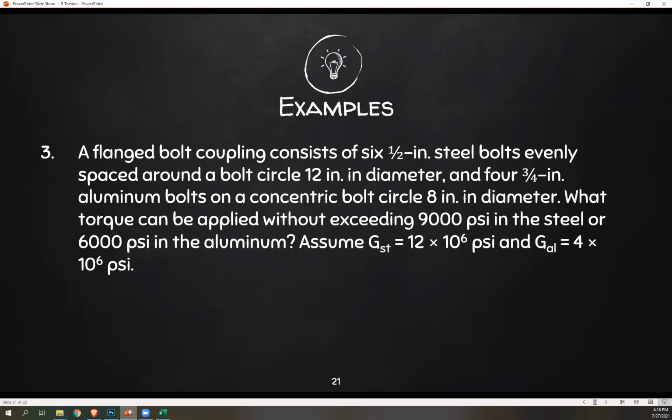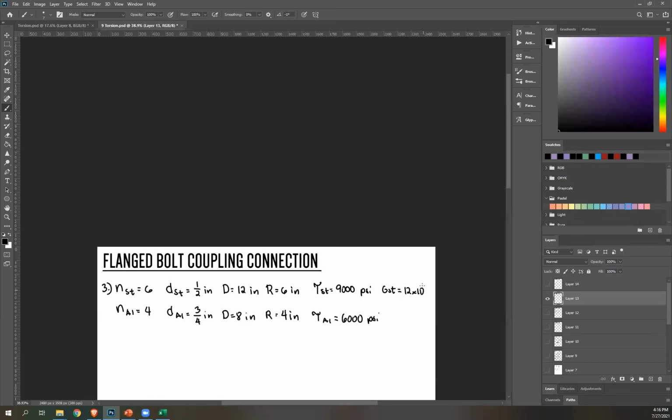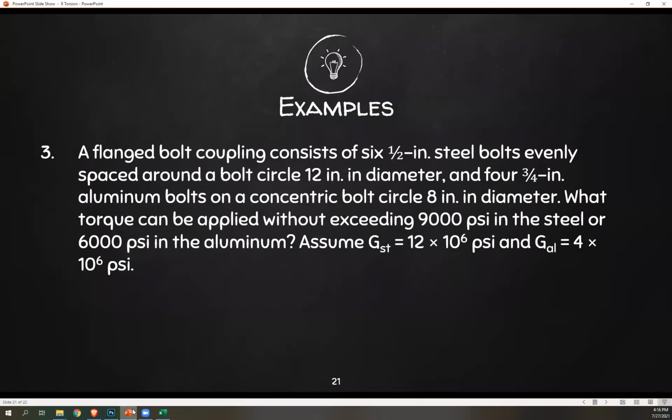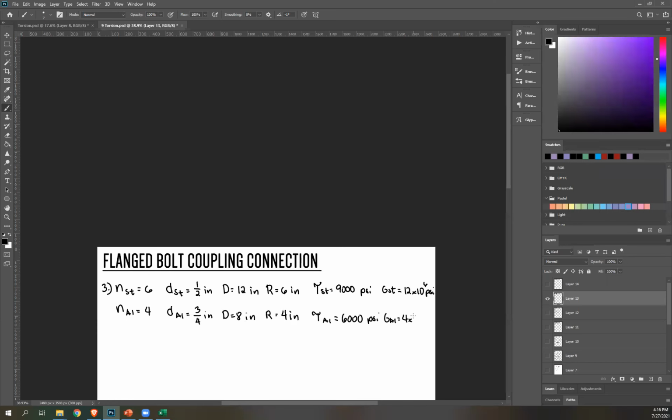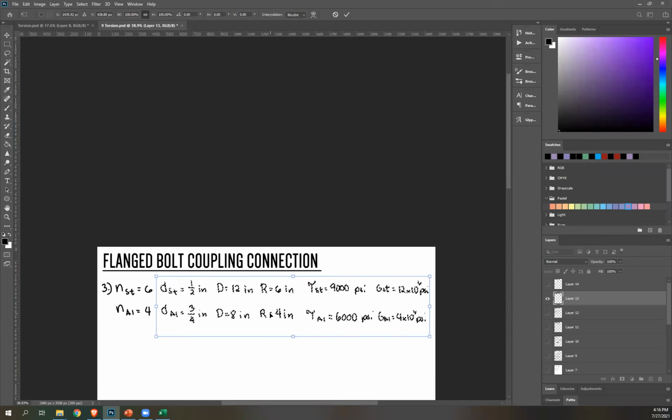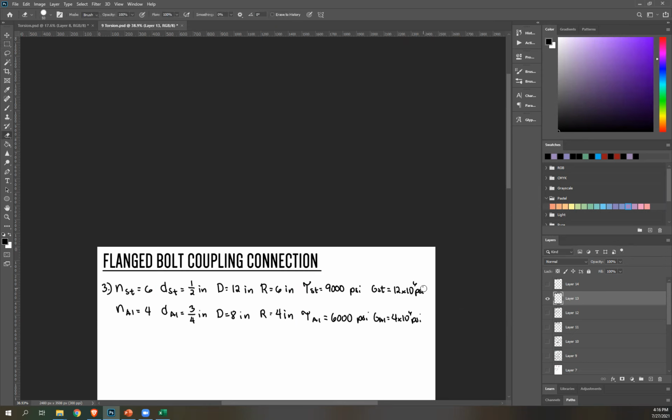Then GST and GAL. GST is 12 times 10 raised to 6 psi. GAL is 4 times 10 raised to 6 psi. Okay, so that's all the given.